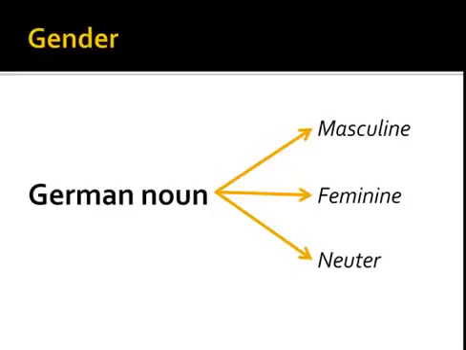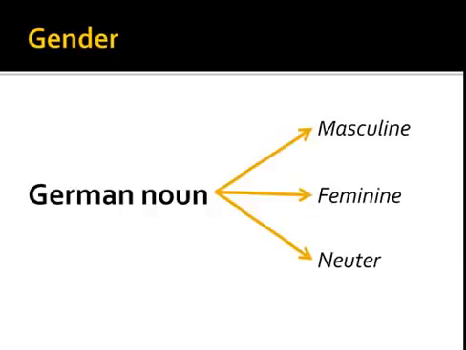A few moments to get to know the German noun a bit better. The German noun has gender. That is, it's either masculine, feminine, or neuter. As we'll see in a few moments, the gender of a German noun isn't necessarily the same as the gender of the object in reality.